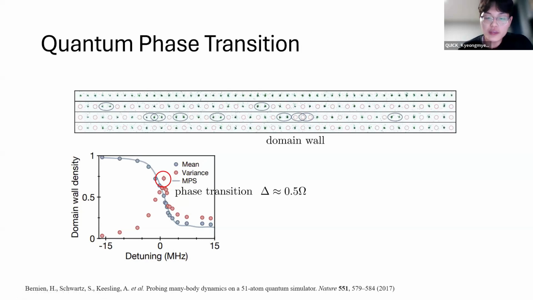And the variance peak at the transition point is in agreement with expectations for an Ising type second order, so continuous, quantum phase transition. Another important value to note is that the phase transition occurs at a non-zero value of the detuning term. This is because we have a finite size system, so we don't have an infinite length of Rydberg atom chain. We have a 51 atom chain.